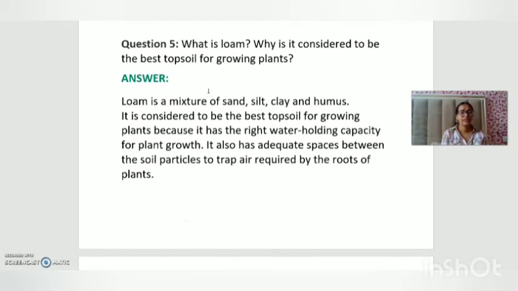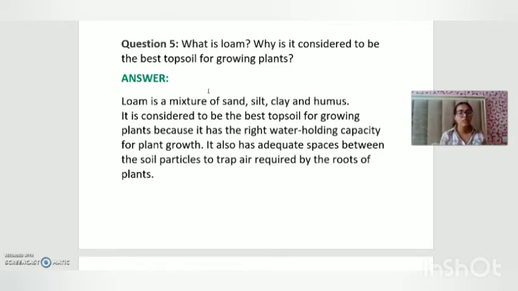So question number 5. What does question 5 say, student? Question 5 is, what is loam? Why is it considered to be the best topsoil for growing plants? Now, as we know that loam is the best topsoil for growing plants, right? Now you have to explain what is loam and why it is considered the best topsoil.